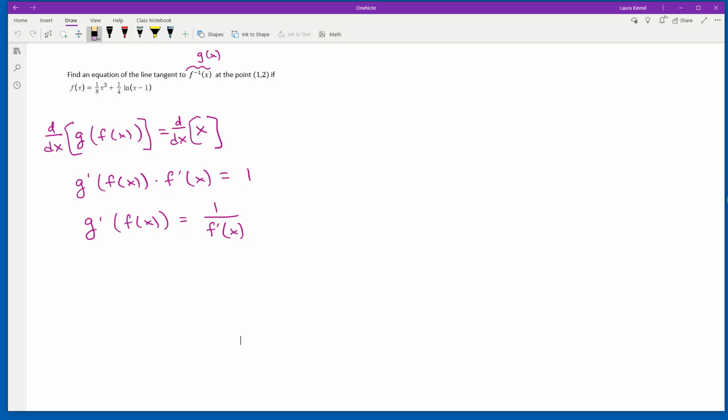F of X, remember, is the a. The output of F is the input of G, and the input of F is the output of G. So that's a equals 1 here. This is, the input was b. That equals 2.